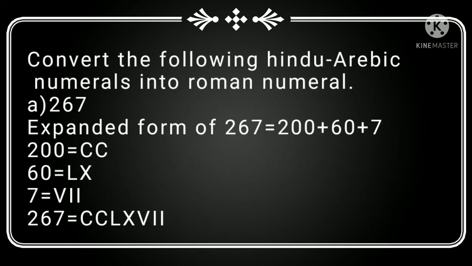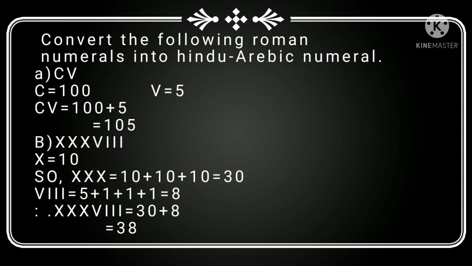Let's see how to write the Roman numeral for the given Hindu-Arabic numerals. For example, 267. The expanded form of 267 is 200 plus 60 plus 7. 200 we can write double C. For 60 we can write LX, and for 7 we can write VII. So the Roman numeral for 267 is CCLXVII.